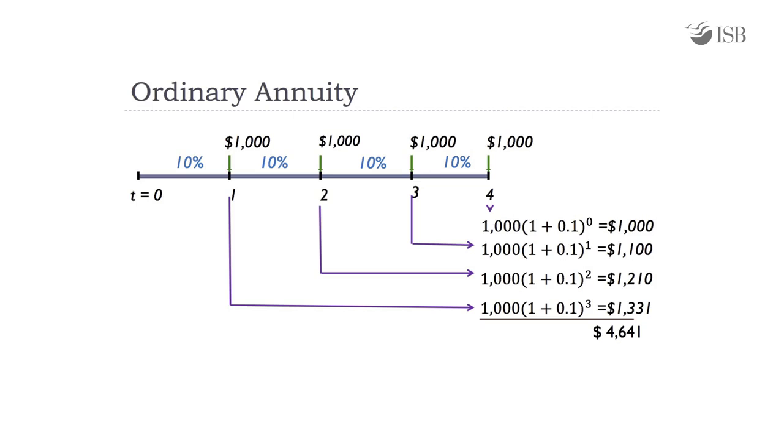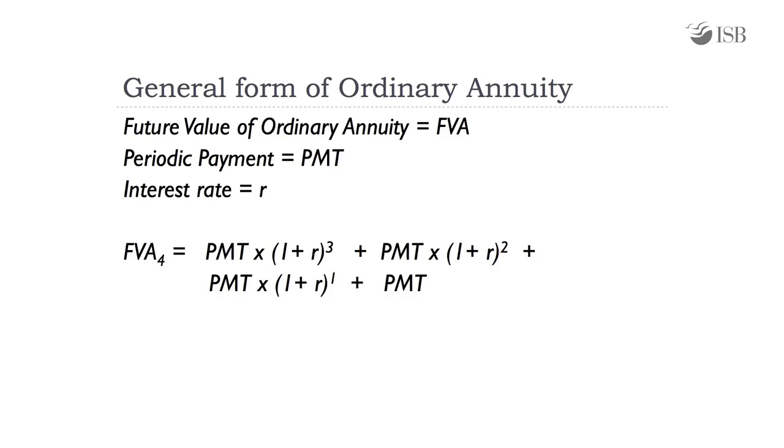The payment at the end of the fourth year has to be moved from year 4 to year 4. So its future value is 1,000 times 1 plus 0.10, the whole raised to the power of 0, which simply equals $1,000. So the future value of the 4-year ordinary annuity is 1,331 plus 1,210 plus 1,100 plus 1,000, which equals $4,641. To get a more general form, let's denote the future value of an ordinary annuity as FVA, the periodic payment by PMT, and the interest rate as R.